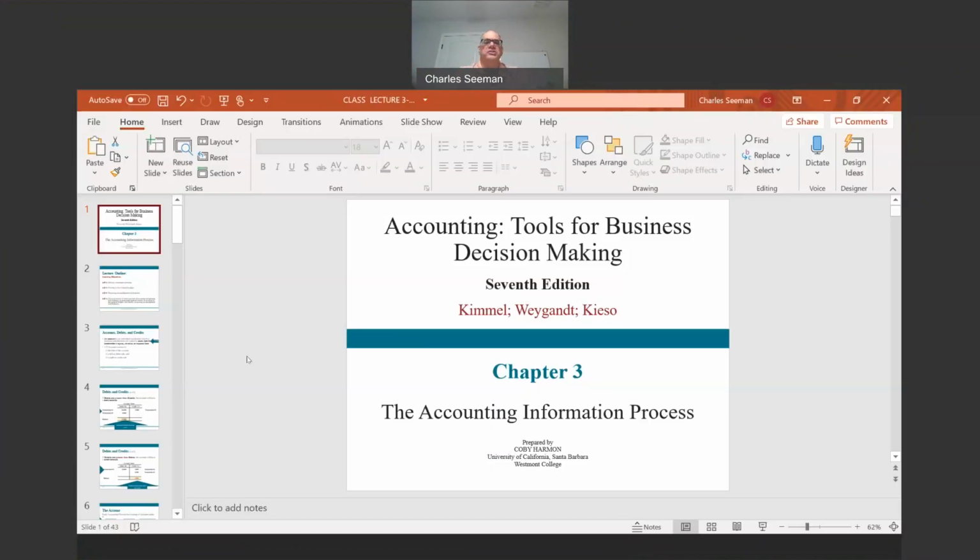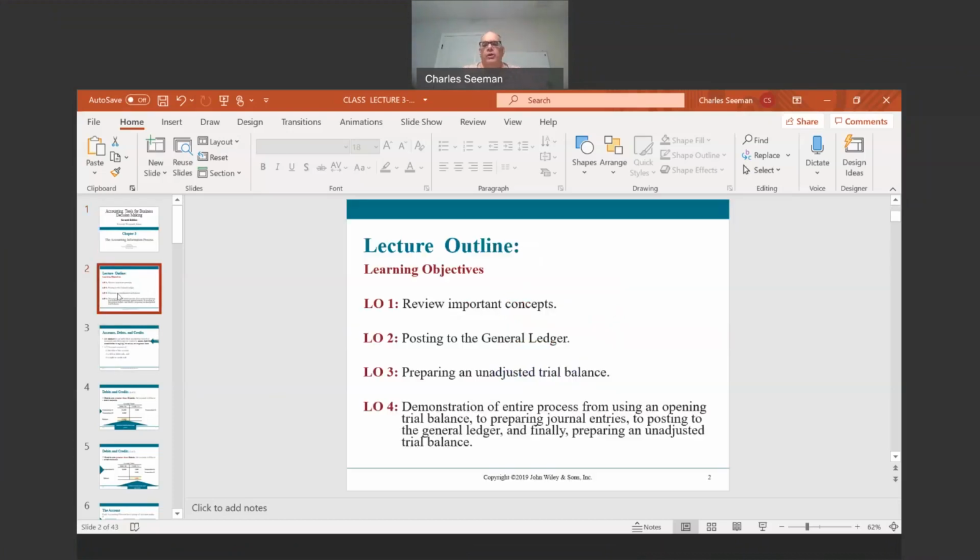This is Chapter 3 of the Accounting Information Process. Our learning objectives today are to review important concepts, review posting to the general ledger, and talk about preparing an unadjusted trial balance. This is the first time we're presenting this. And then demonstrate the entire process for using an opening trial balance, do posting to the general ledger, and finally preparing an unadjusted trial balance. We're going to do all that.